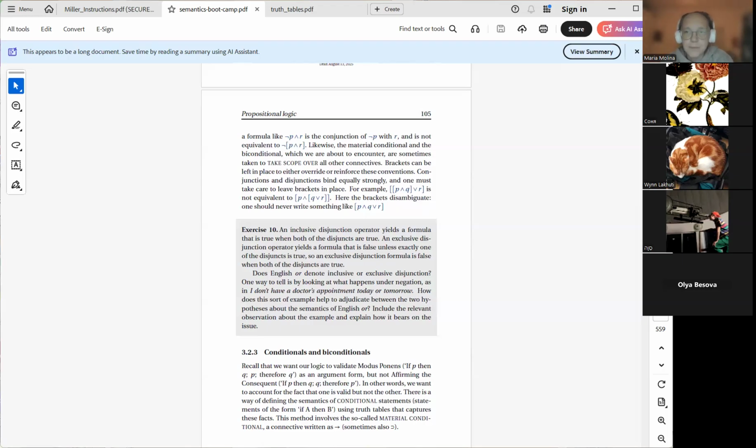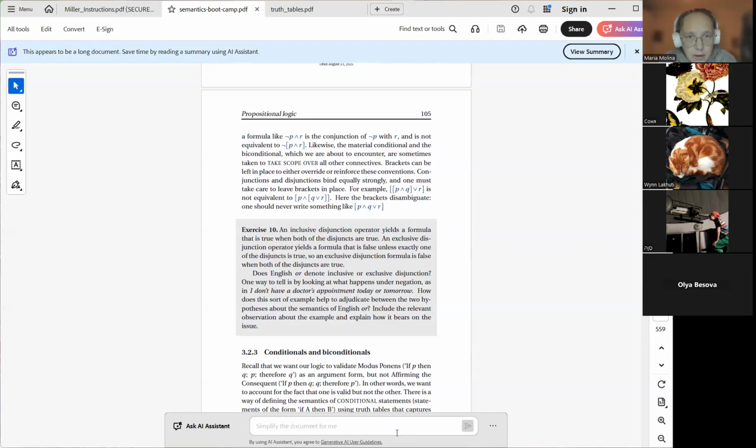Actually, the thing is that exclusive or gives us false if P and Q are both true. Then exclusive or is false. Right? Oh, I see that's inclusive, yes. Thank you, Sonia.